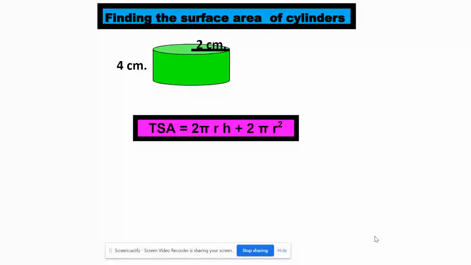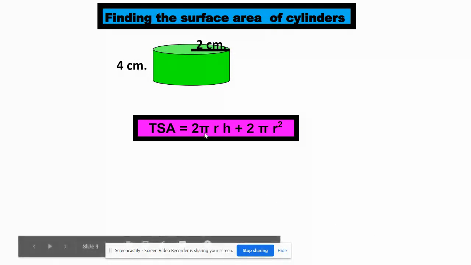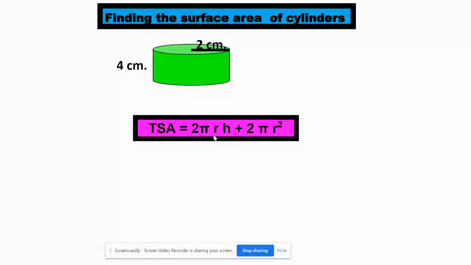When we were working with the prism, we had big P, which was the perimeter of the base times the height of the prism. Well, here we have 2 pi r, which is the circumference of the base, which is a circle, times the height of the cylinder. So we don't find perimeter when we work with circles. Instead, we find circumference. And for prisms, we had 2 times the big B. Well, my big B is the area of the base. My base is a circle, so I'm going to take 2 times pi r squared, just like we did before.